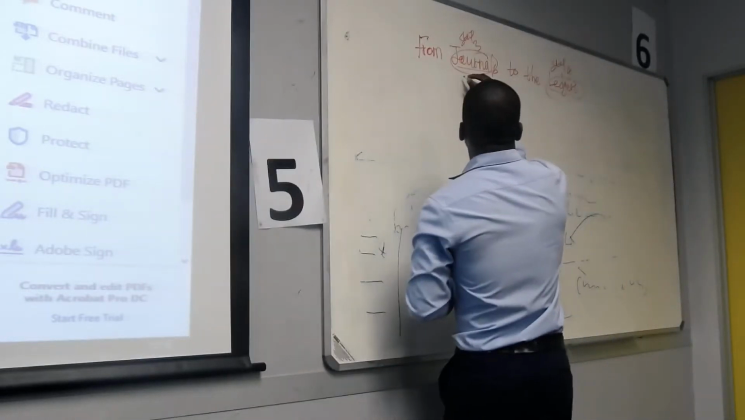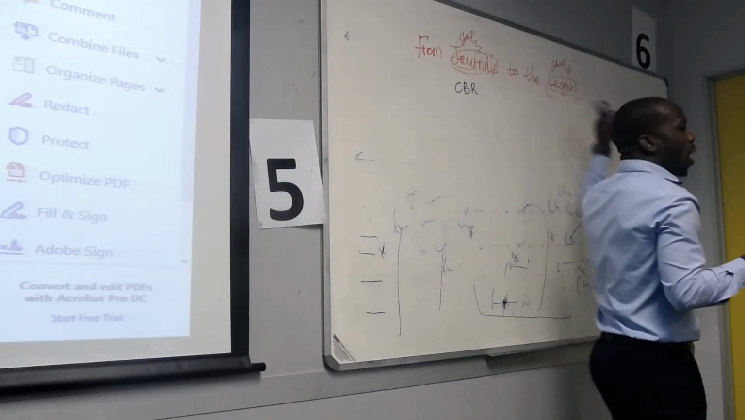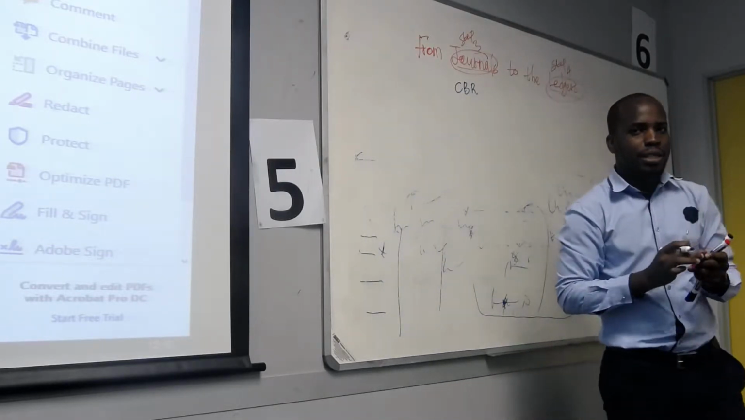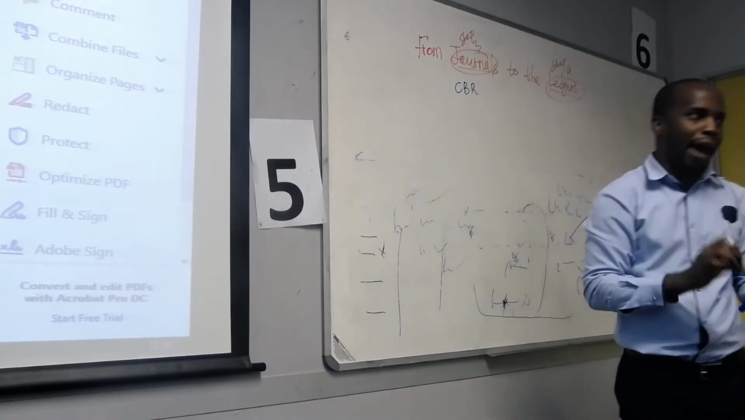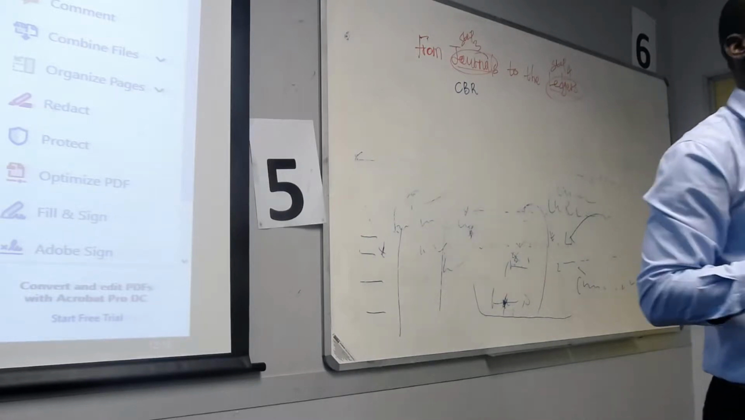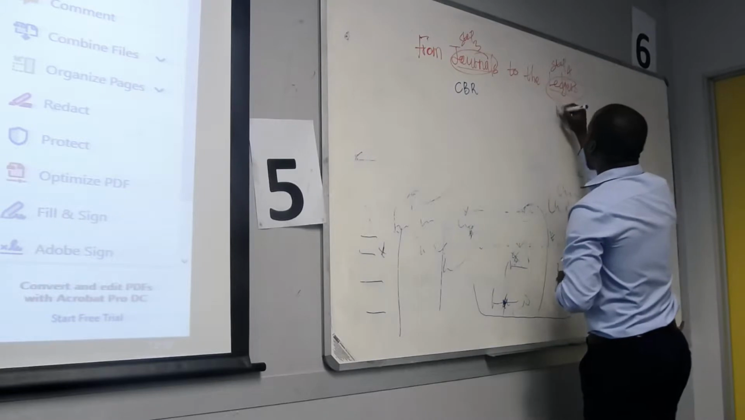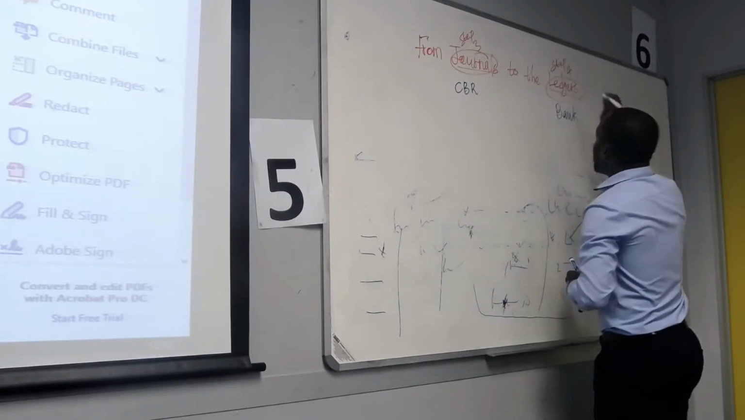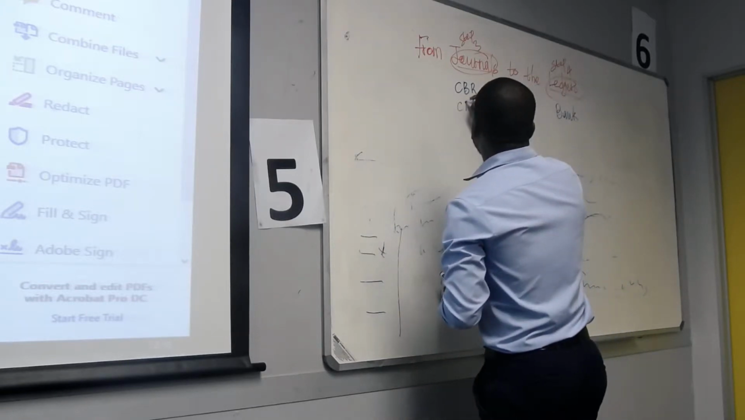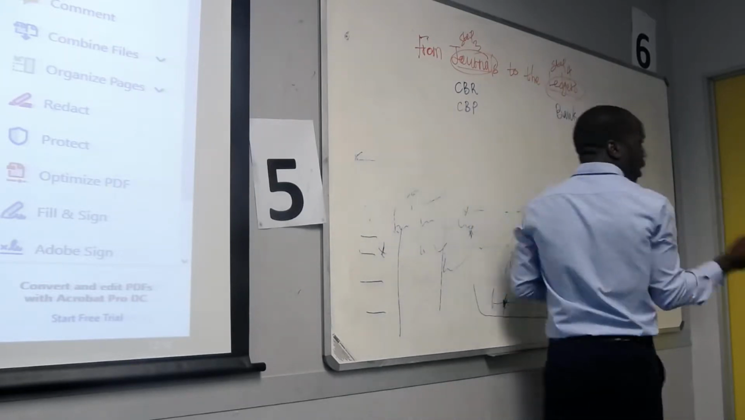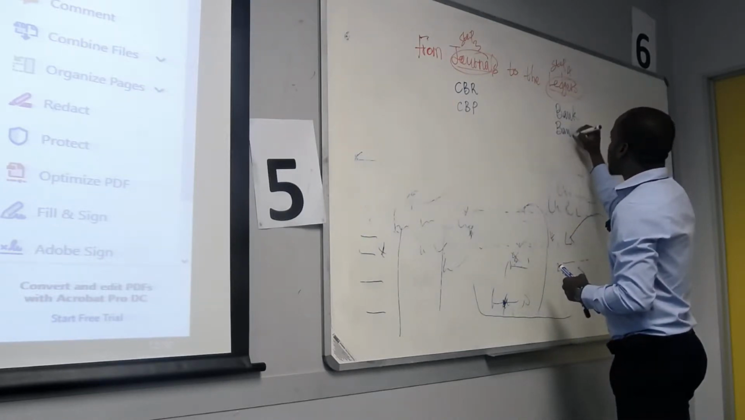If our journal is CBR, what will be our main ledger account in CBR? What is the main account in CBR? We have the main account being bank. We've got bank and other accounts. And then the next one is CBP. What's the main account? Again, we've got bank and other accounts.